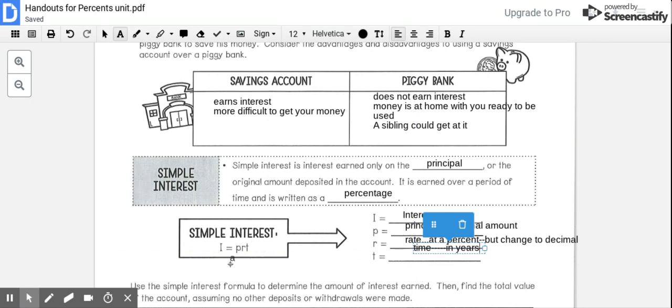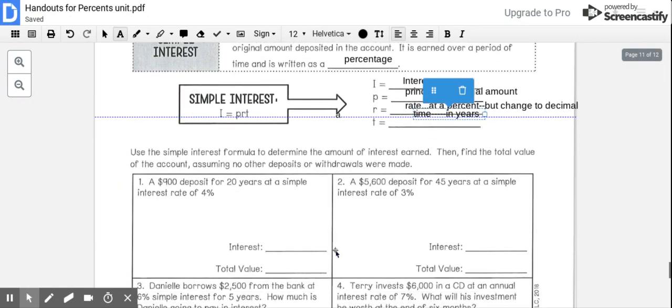And then we use this formula. If you remember, when these letters are all squished together, this just means to multiply. So we're going to multiply the amount that you borrow or invest times the interest rate, made into a decimal, and then times the time in years. So we're going to try a few problems down here.